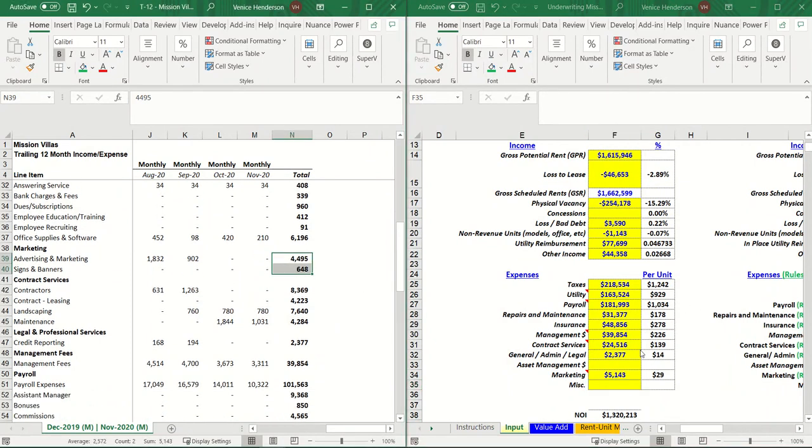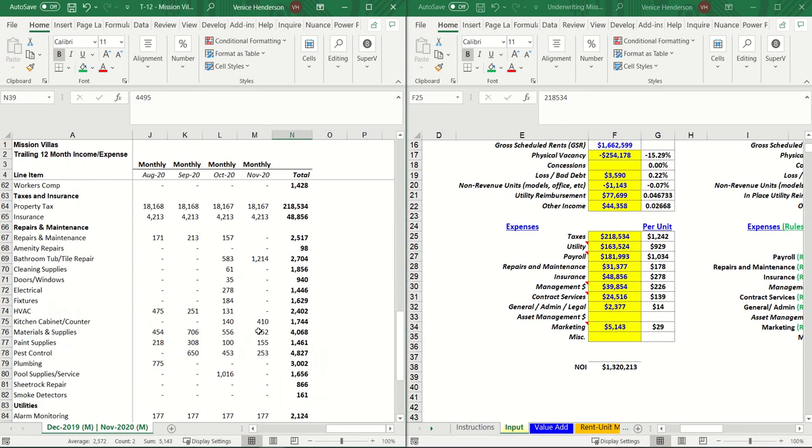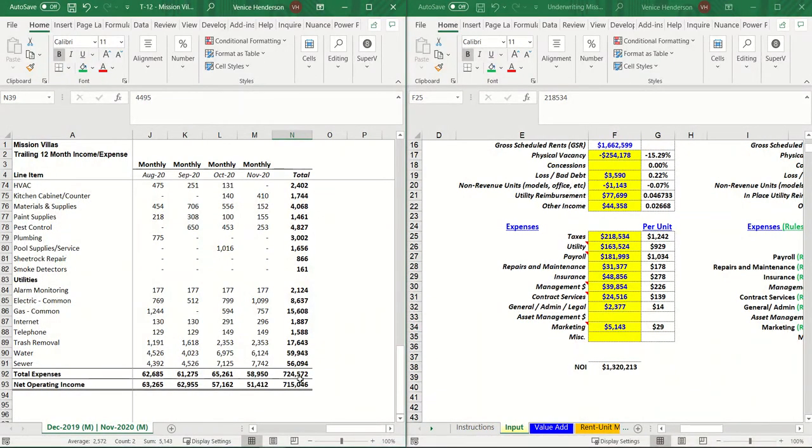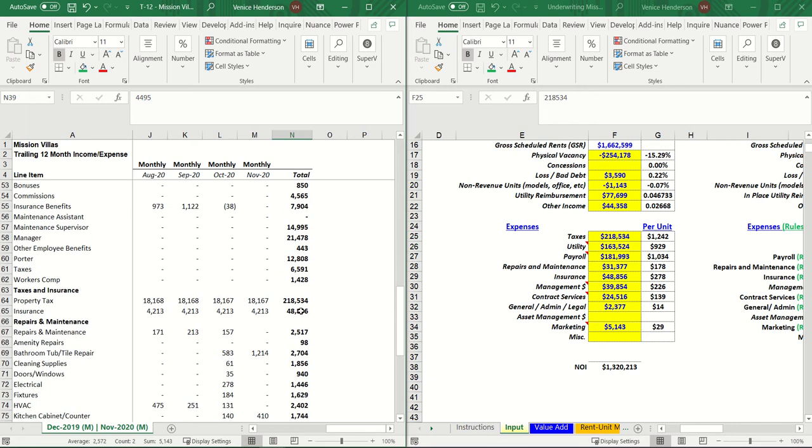All right, so my total expenses at this point are coming to be $716,174. If I come down here, my total expenses is $724. So now I have to identify what am I missing.